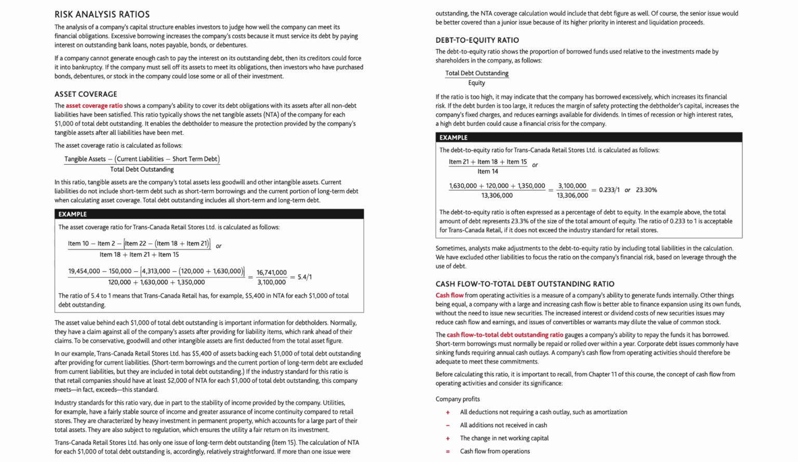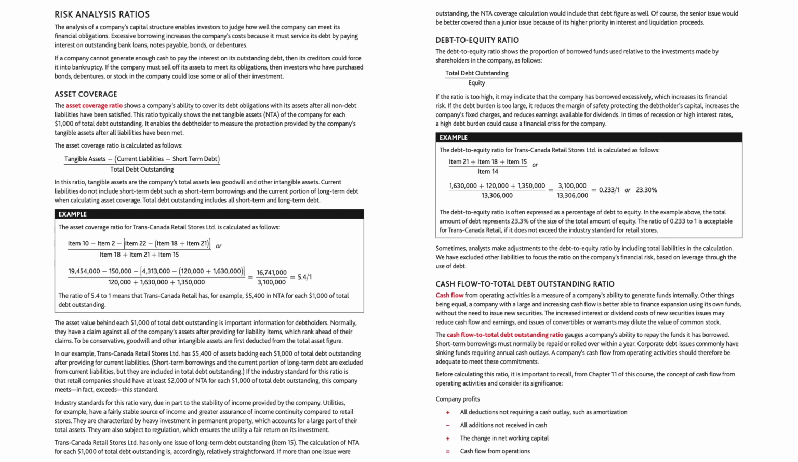Utilities, for example, have a fairly stable source of income and greater assurance of income continuity compared to retail stores. They are characterized by heavy investment in permanent property, which accounts for a large part of their total assets. They are also subject to regulation, which ensures the utility a fair return on its investment.